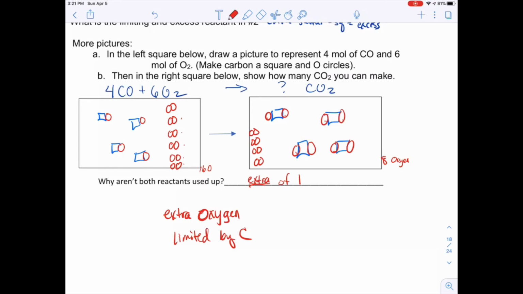This picture is what happens in most chemical reactions. Probably they chose the oxygen because it's in abundance, and carbon monoxide is not so great to work with, right, as humans. So probably they limited the carbon monoxide, and they just put lots of oxygen in there.